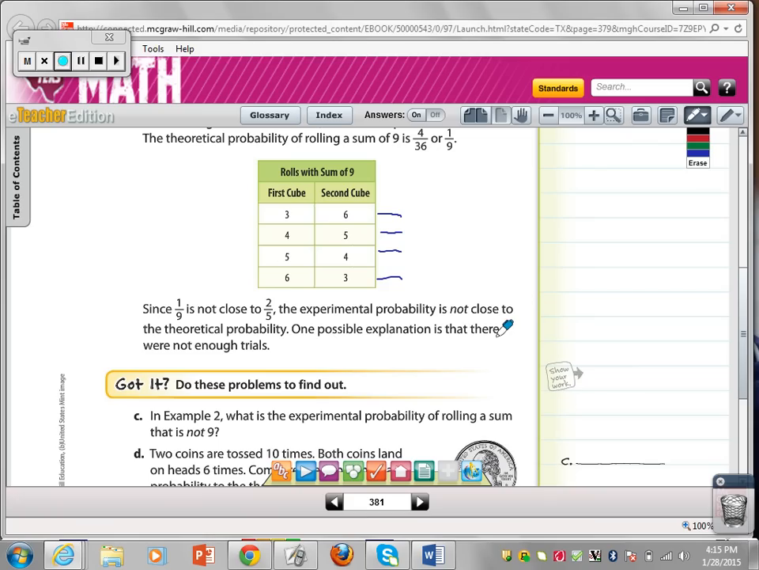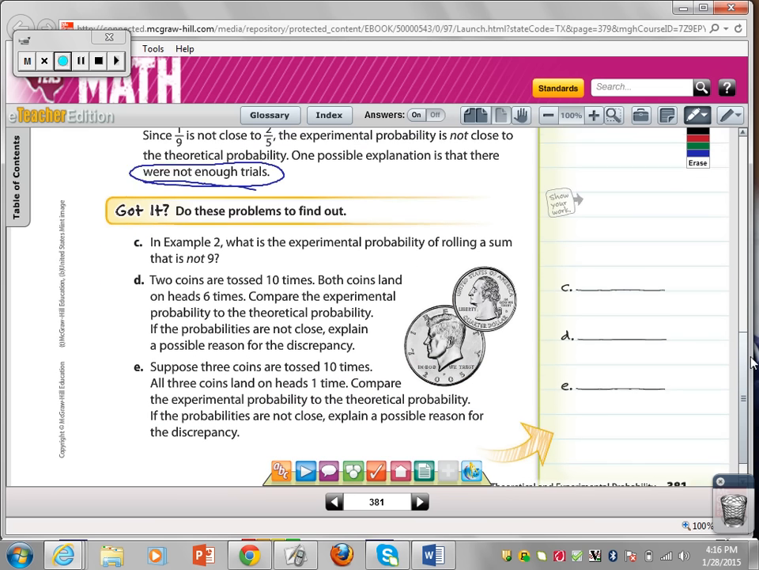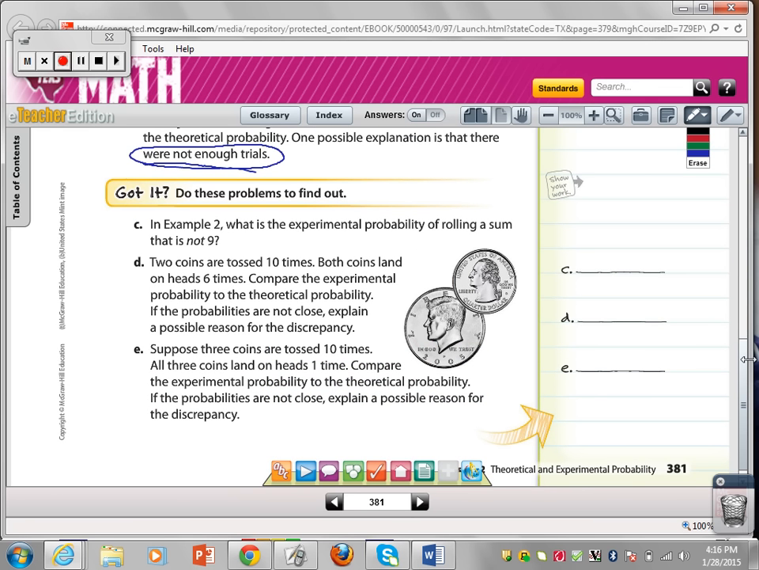One possible explanation is that there were not enough trials. If you think about it, and we were to double up the trials to 72, you might get closer to your 2/5. As you can see, like when we did in the lab, the more trials you do, the better your chances of getting to the actual theoretical probability. That should be good enough information so you guys can do the problem, okay?